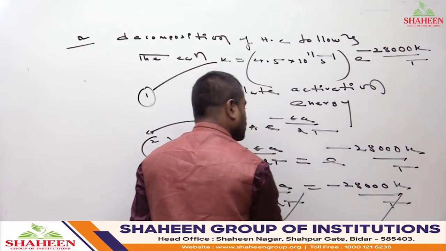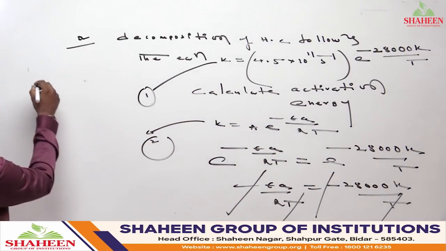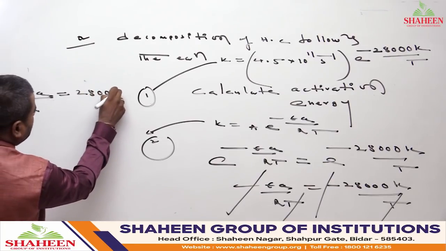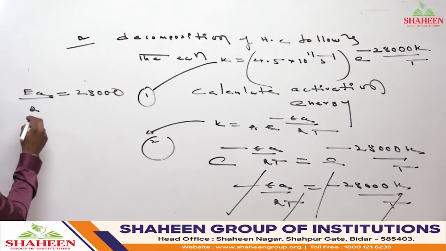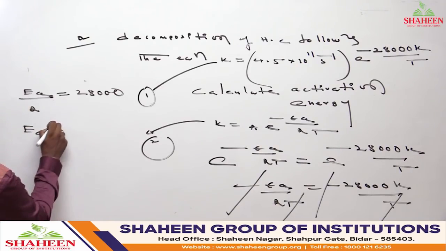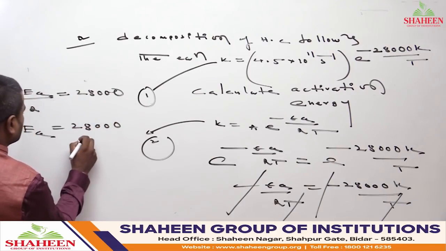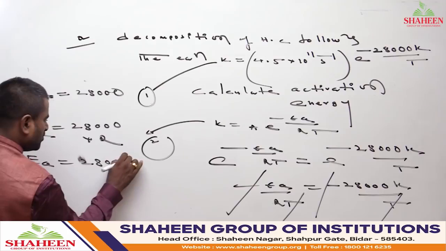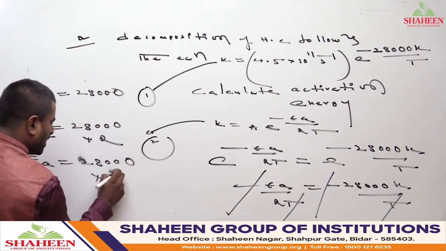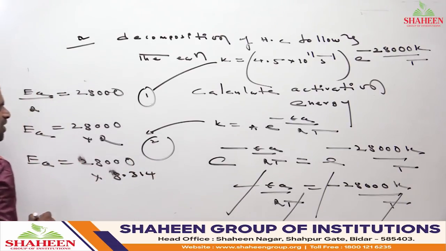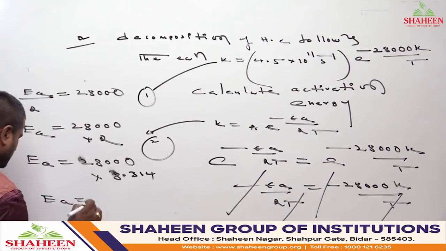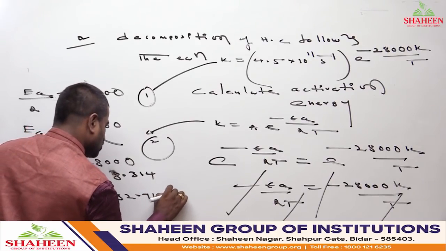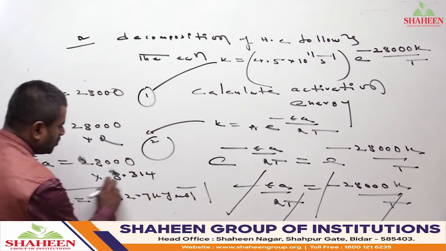Now T will get cancelled on both sides, and the negatives cancel. So Ea by R equals 28,000. I am asking for the activation energy, so Ea is equal to 28,000 into R. I take the R value in joules, 8.314 joule per mole per Kelvin. Finally, the activation energy Ea comes to 232.7 kilojoule per mole. I write the final answer in kilojoule per mole.